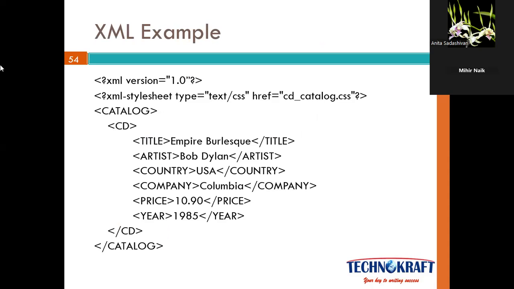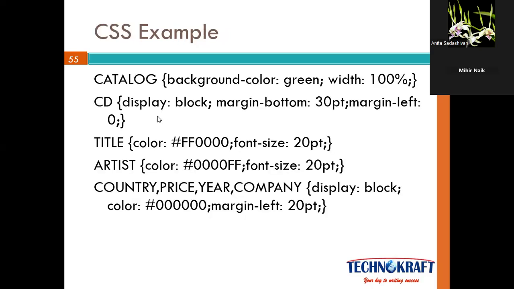So you have XML version 1.0. This is the line calling the CSS. And then you have a catalog, CD, title, artist, country, company, price, year, CD, and catalog.